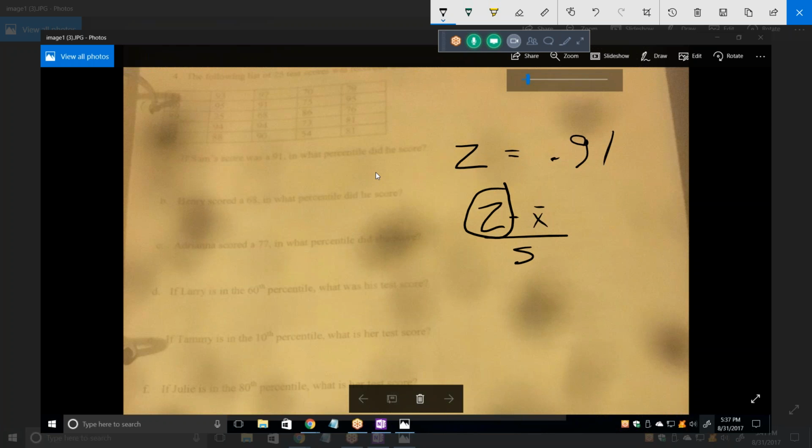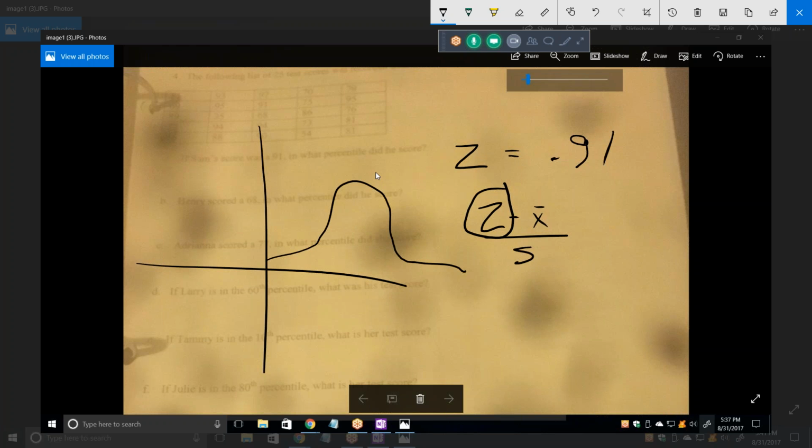Okay. And let's talk about that for a second. Let me do this here. Let me draw a bell curve. Oh, okay. I get what you're saying. I thought you were relating to the problem. Okay, I was just reading the problem.